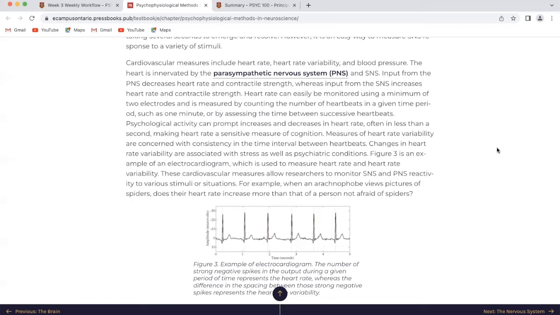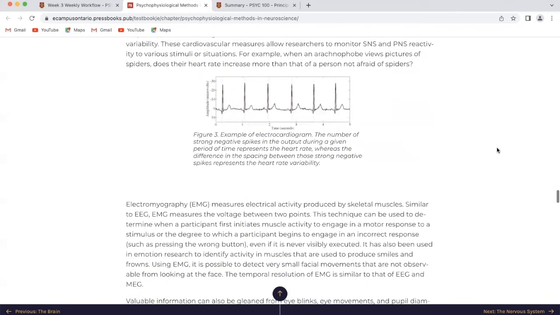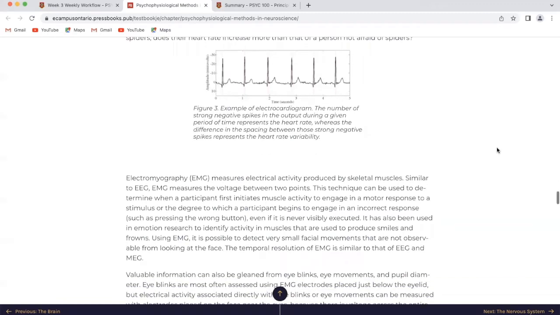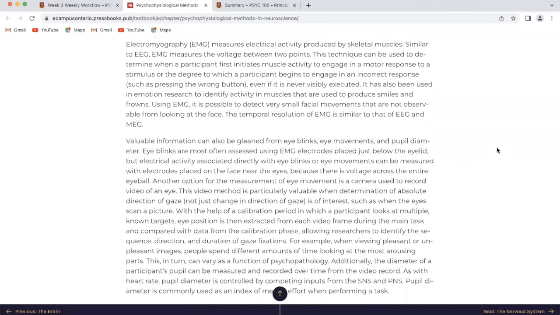Figure 3 here shows an example of an electrocardiogram, which is used to measure heart rate and heart rate variability. These cardiovascular measures allow researchers to monitor SNS and PNS reactivity to various stimuli or situations. For example, when an arachnophobe views pictures of spiders, does their heart rate increase more than that of a person not afraid of spiders? Electromyography, EMG, measures electrical activity produced by skeletal muscles.